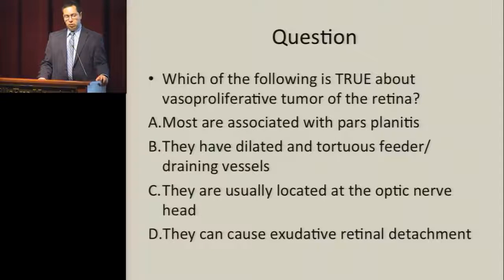And the question is, which of the following is true about vasoproliferative tumor of the retina? Most are associated with pars planitis. They have dilated and tortuous feeder draining vessels. They are usually located at the optic nerve heads. They can cause exudative retinal detachments.